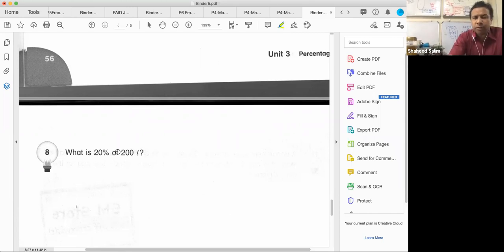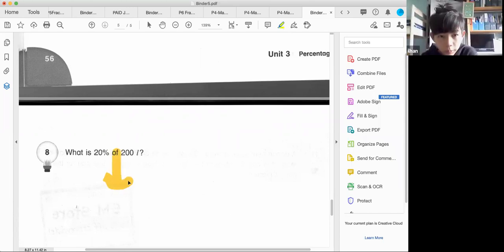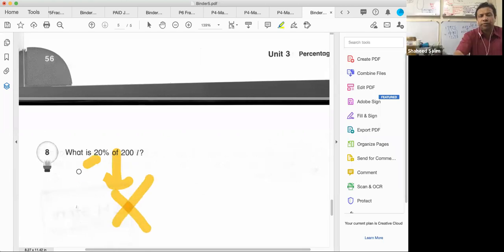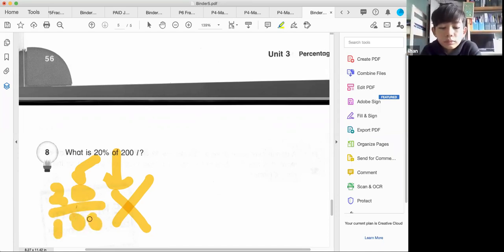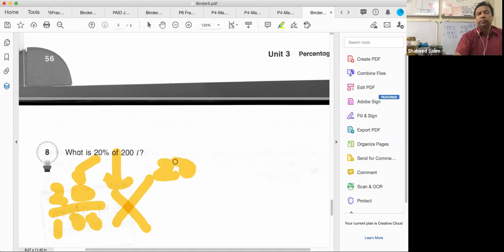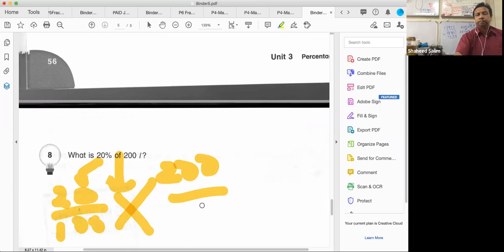Ilhan, this "of" means what? Times. Good. This one in fraction is what? 20 over 100. Times by 200. How many percent do you get? You can use a calculator. Anyone, Zahin, what's the answer?